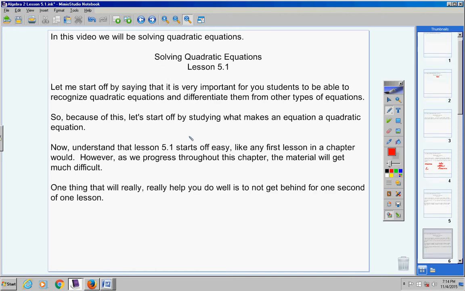Or I guess grammatically I should say much more difficult. One thing that will really help you do well is to not get behind for 1 second of one lesson, okay? That would really help to not get behind, okay? Alright guys, I mean there's nothing more to say except let's solve some quadratic equations, so here we go.